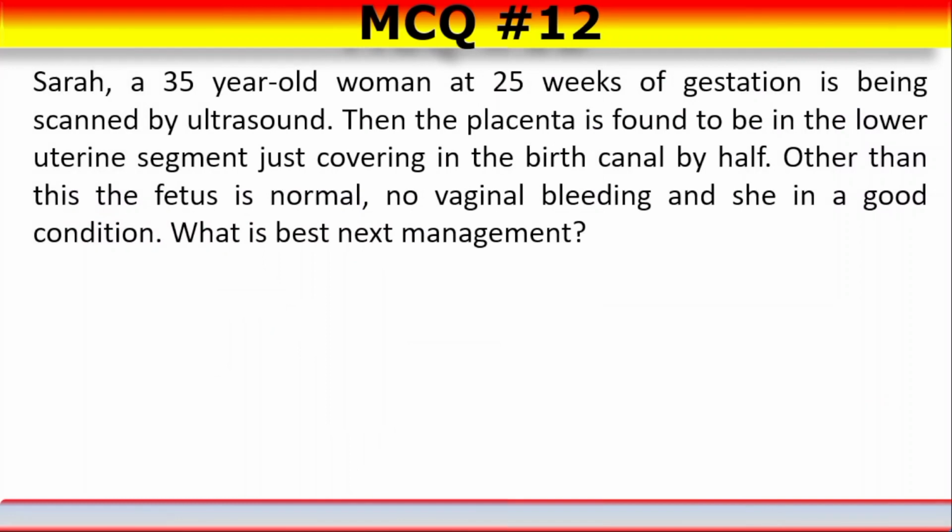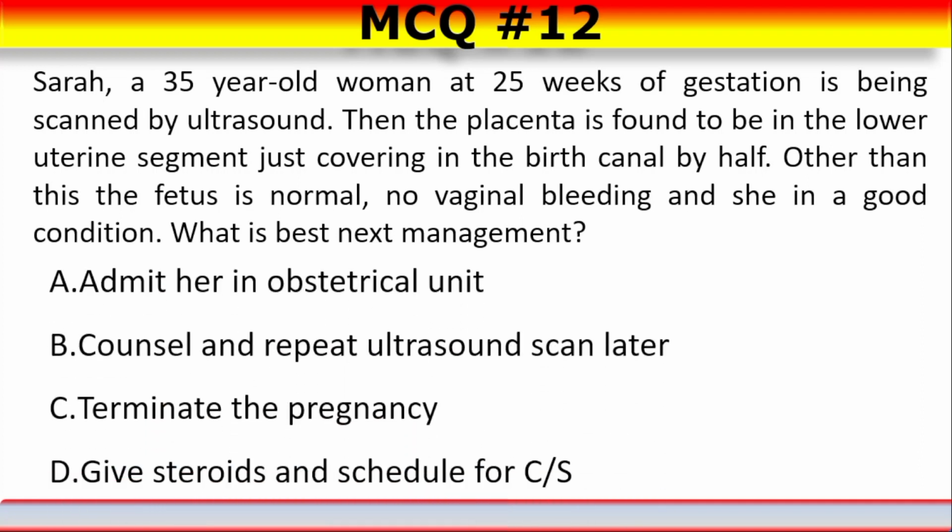Question number 12. Sarah, a 35-year-old woman at 25 weeks of gestation, is being scanned by ultrasound. The placenta is found to be in the lower uterine segment, just covering the birth canal by half. Other than this, the fetus is normal, no vaginal bleeding, and she is in good condition. What is the best next management? A. Admit her in the obstetrical unit. B. Counsel and repeat ultrasound scan later. C. Terminate the pregnancy. D. Give steroids and schedule for cesarean delivery.